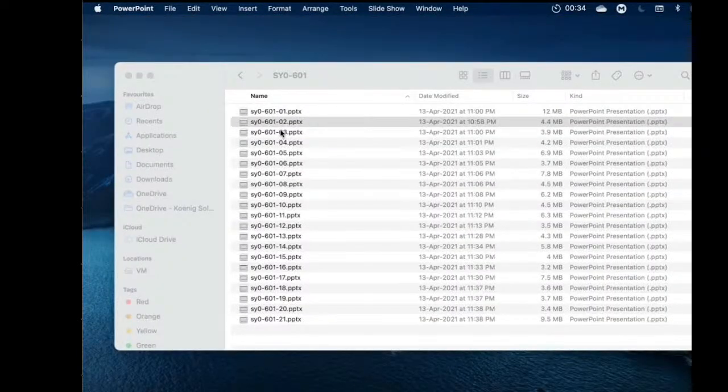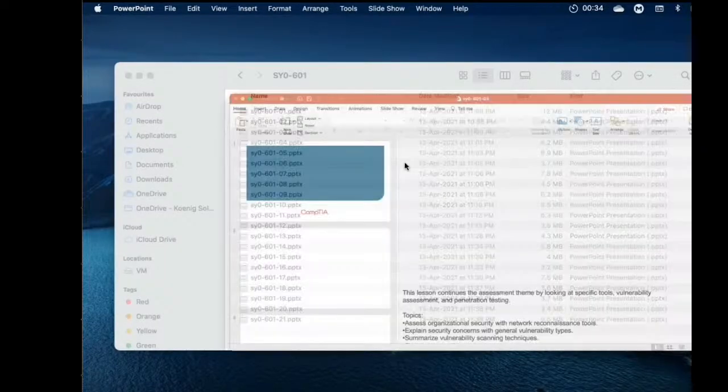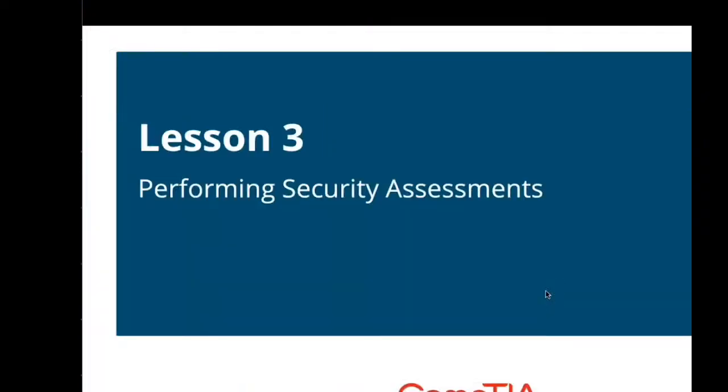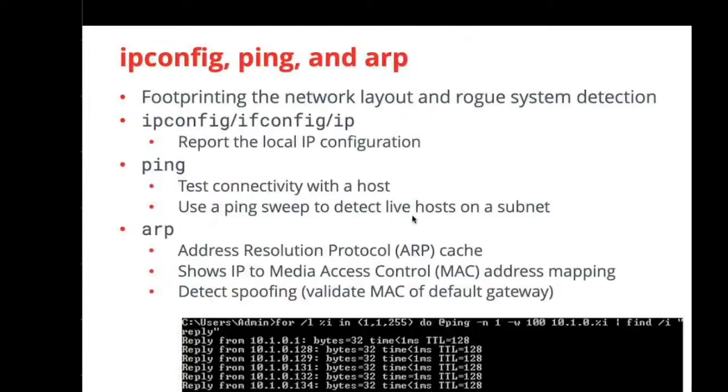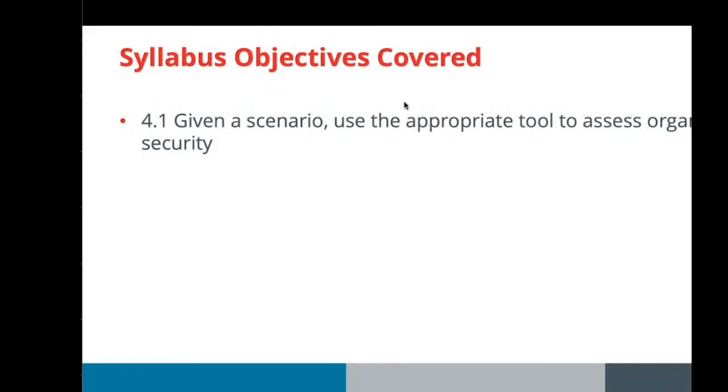Let's start lesson number 3. Lesson number 3 will be talking about performing security assessment. Here, the first topic is organizational security and network reconnaissance tools. Then we'll be discussing security concerns with the vulnerability types, then vulnerability scanning techniques, and then penetration testing concepts. So let's go and discuss the tools to assess organizational security.